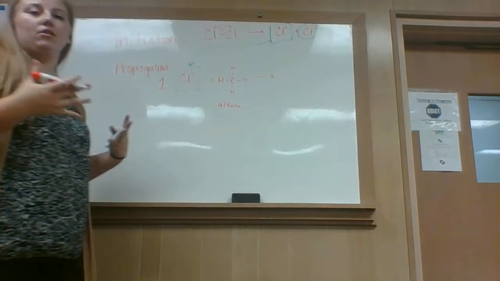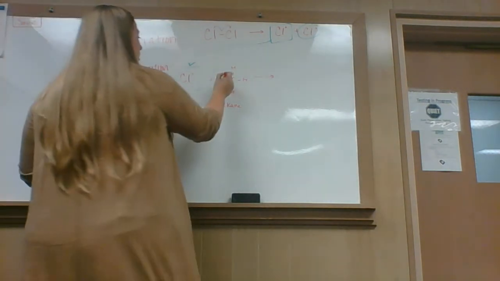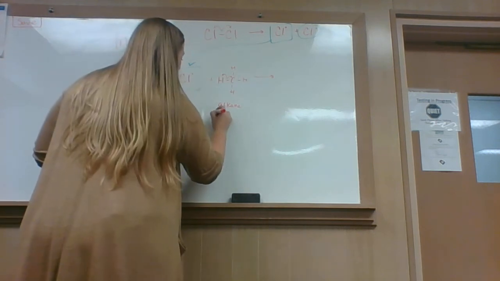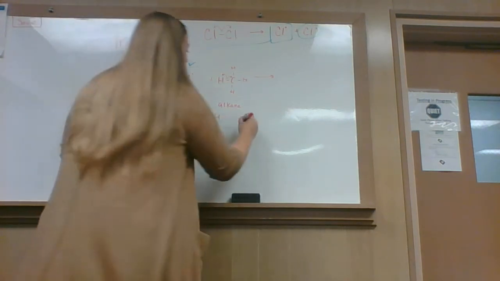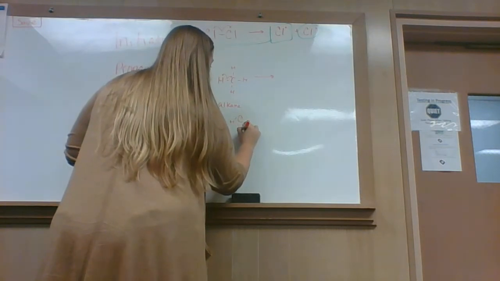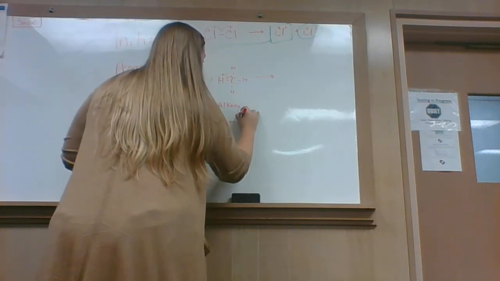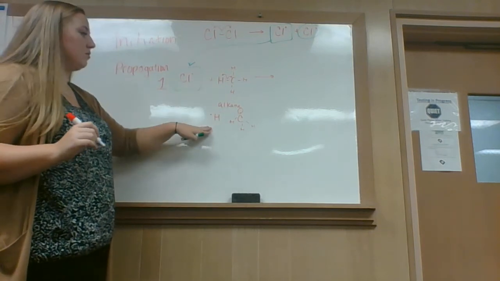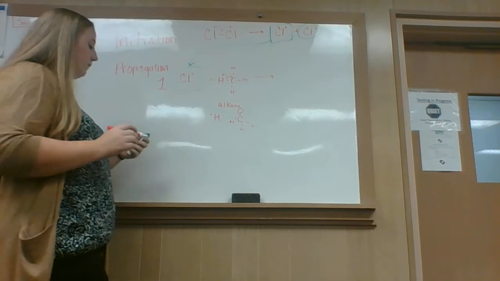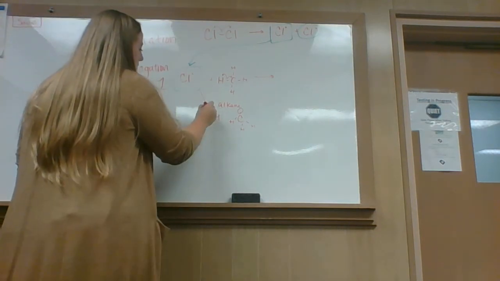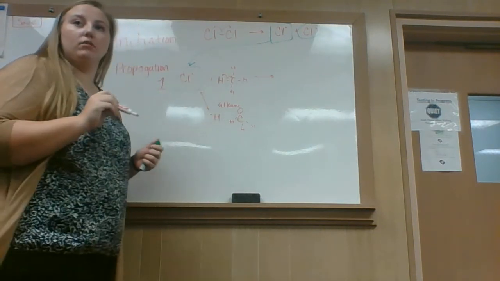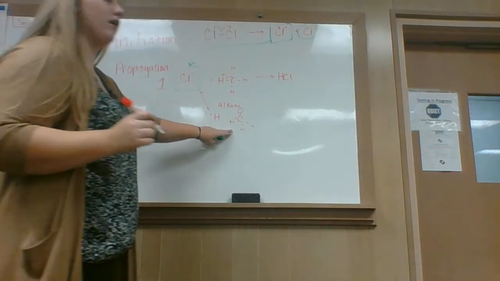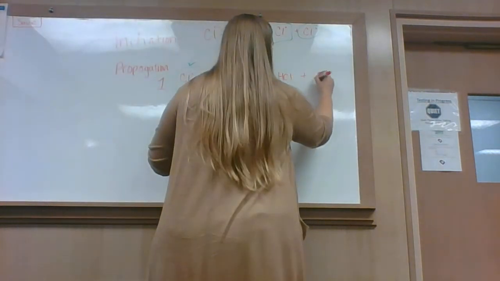We're going to have another round of homolytic cleavage here. We're going to end up with an H radical and a carbon radical. So homolytic cleavage of the alkane gives you 2 radicals again. This chlorine and this hydrogen are going to come together, and then we're going to be left with our carbon radical.